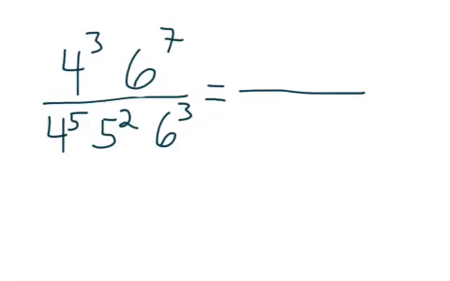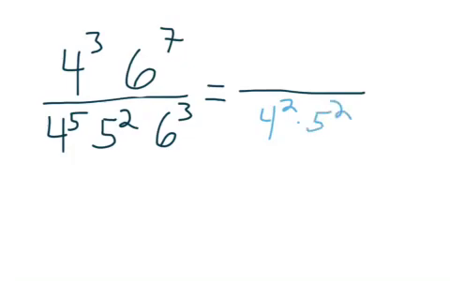So take a look at the 4s. Where are there more 4s? There's only 3 on top, 5 on the bottom. So that means I'm going to have 2 more on the bottom. So that's going to turn into 4 squared. All right, let's take a look at our 5s. Well, the 5s don't have any buddies, so there's really nothing I can do. That 5 just stays there. So he's going to stay on the bottom, times 5 squared. Nothing I can do with that.